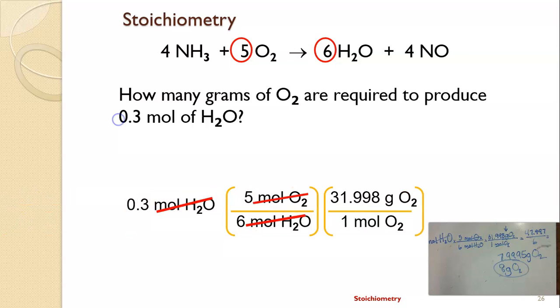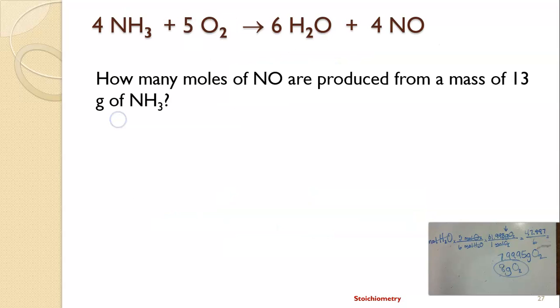Let's click through. Did she get it right? Oh, yeah, I did. Awesome. Okay, how many moles of nitrogen monoxide are produced from a mass of 13 grams of ammonia?